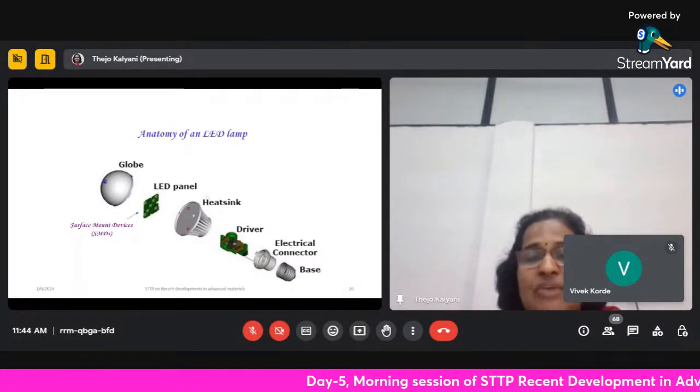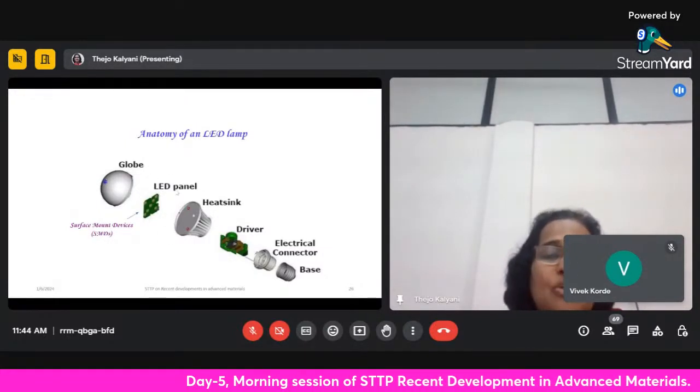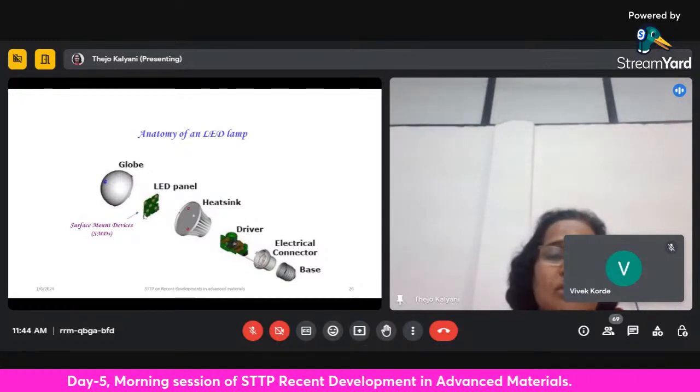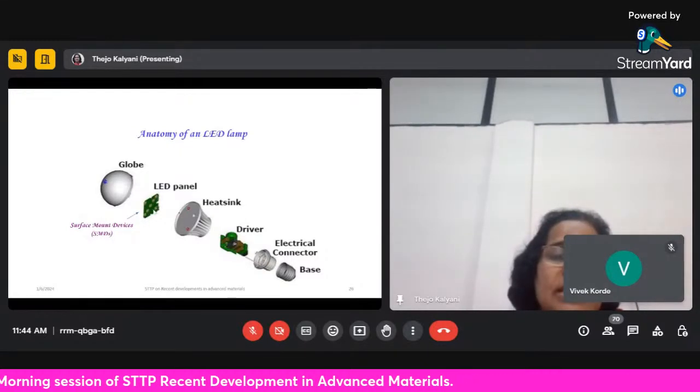So the heat sink is provided here, and you have an LED panel over here, and you have certain square-type structures on this LED panel. They are known as surface mount devices.